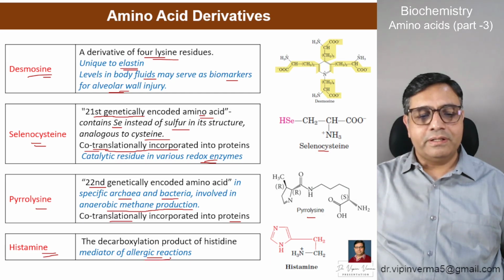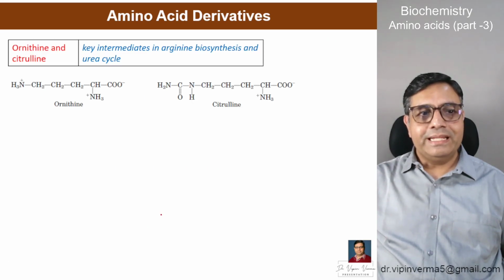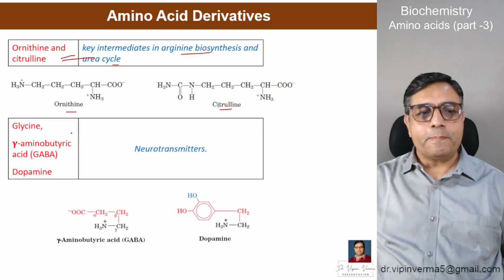Then histamine is, I think you all know, a very well-known mediator of allergic reactions, and in our immunology lectures we covered a lot about it. So this is the decarboxylation product of histidine. So this is the histamine, and it is formed by the decarboxylation of histidine. And then ornithine and citrulline, this is something you have been hearing since long. They are the key intermediates in arginine biosynthesis and the urea cycle. So this is ornithine and this is citrulline.